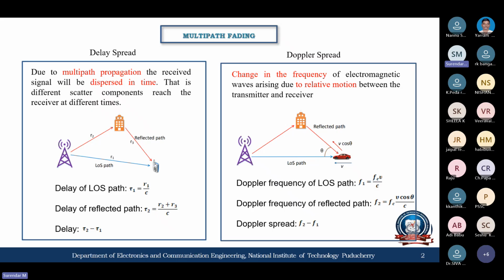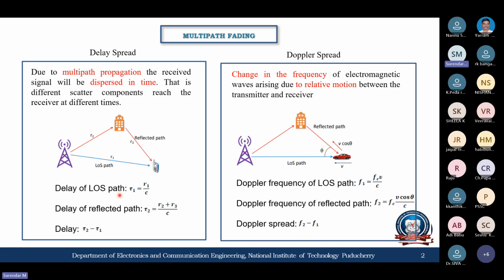The left side explains the delay spread, and the right part of the slide explains the Doppler spread. Here you can see a simple transmission model. A base station is transmitting information to the user. One is a direct path, the LOS path, and another one is a reflected path. The direct path is traveling a distance of R1, which is the shortest path we have.